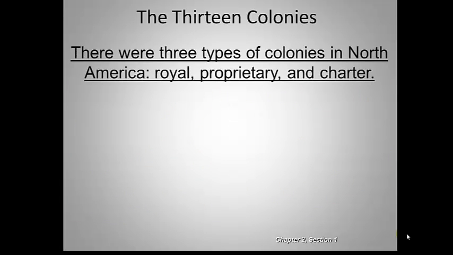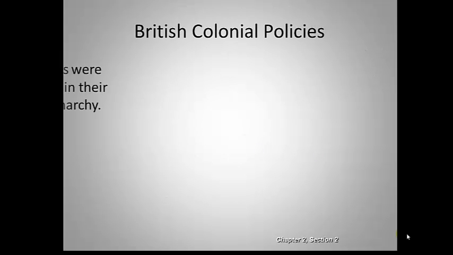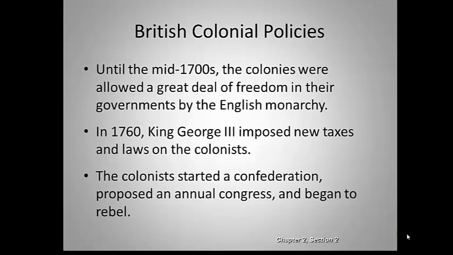All right, 13 colonies. You've got to be familiar with each type and that they had constitutions and charters. The British policies will be on the quiz as cause and effect. So make sure that you know anything from the Sugar Act and the Stamp Act. The Stamp Act led to the Stamp Act Congress, and so forth.